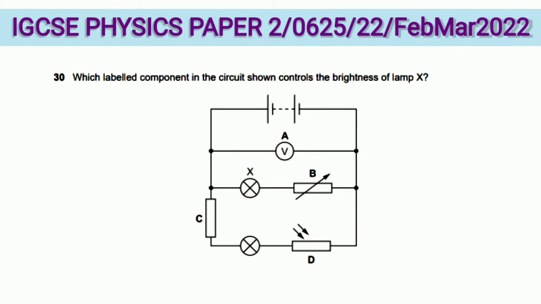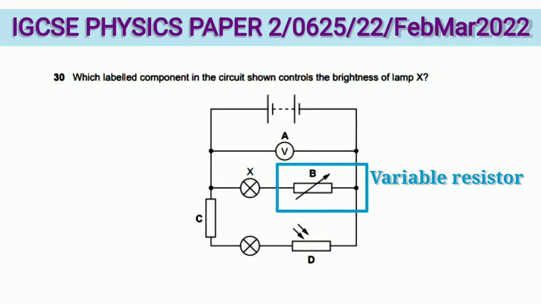30th question. Which labeled component in the circuit shown controls the brightness of lamp X? This answer is quite simple one. Component labeled B is a variable resistor or rheostat. It has resistance wire which can be increased or decreased in length, thereby increasing or decreasing the current. So this can be used to control brightness of lamp X.